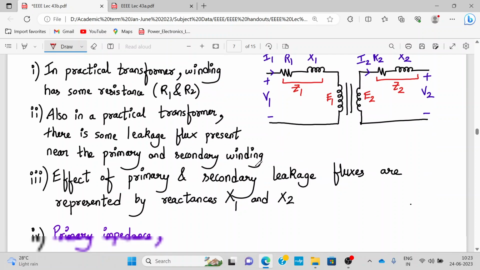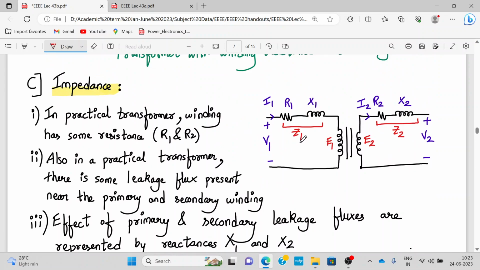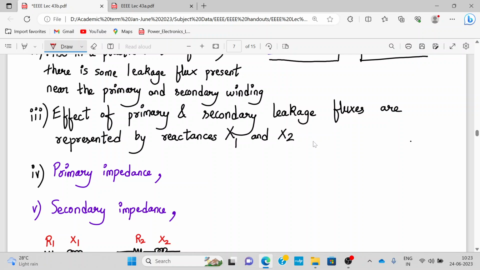Now the primary impedance, that is Z1, in rectangular form is given by R1 plus jX1. So let me write Z1 is R1 plus jX1. But if I want to write its magnitude, Z1 will be given by square root of R1 square plus X1 square, and that is in ohms.